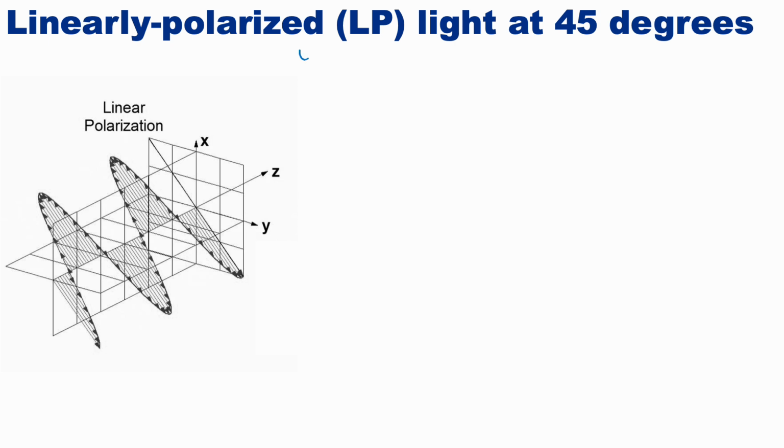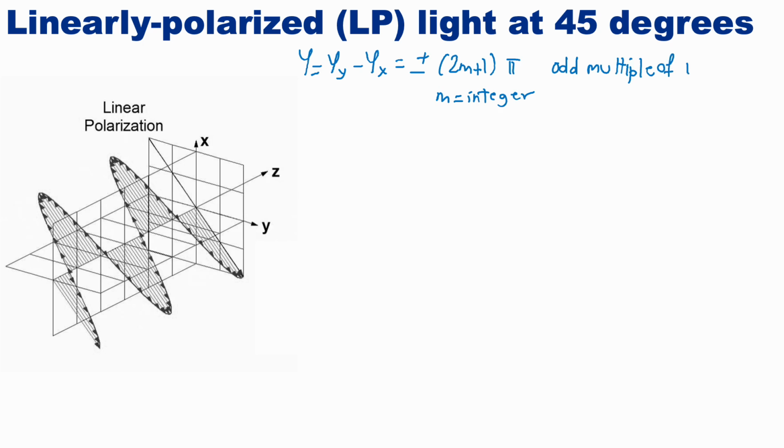So let us consider a case where the phase difference, remember that is the phase of the y component over the x, is going to be an odd multiple of pi. So m is an integer and the phase difference is going to be an odd multiple of pi. So for simplicity, we can consider that the phase of the x component is 0, and we're going to assume that m equals 0, so then the y component is going to be pi, right?